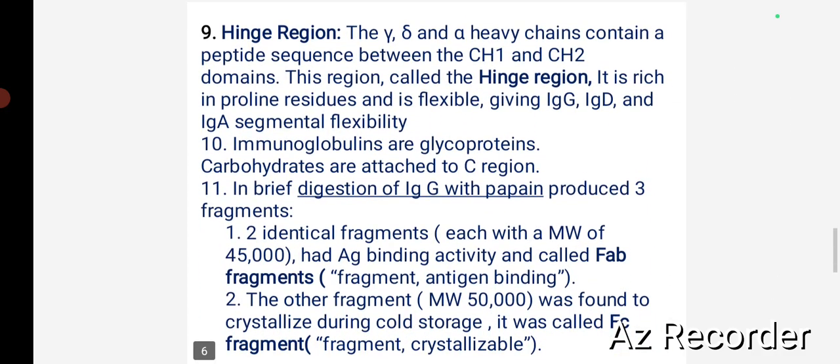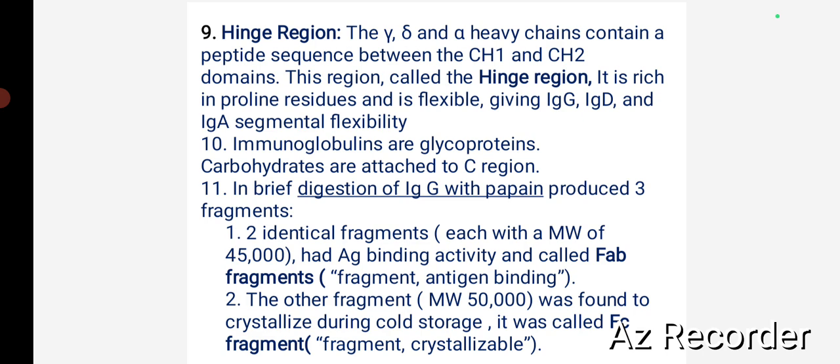Next one, hinge region. The gamma, delta, and alpha heavy chains contain a peptide sequence between CH1 and CH2. The dark portion in between the CH1 and CH2 domains is otherwise called the hinge region. It is rich in proline residues, with a greater amount of proline amino acids present. It is flexible, giving IgG, IgD, and IgA segment flexibility. These 3 types of immunoglobulins are flexible.